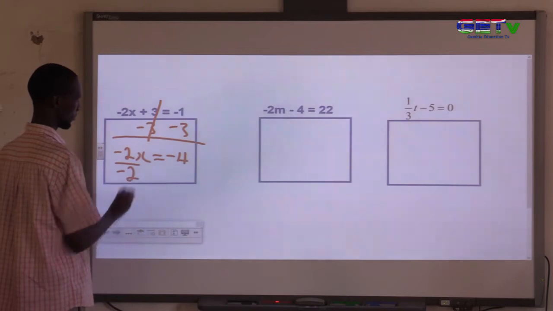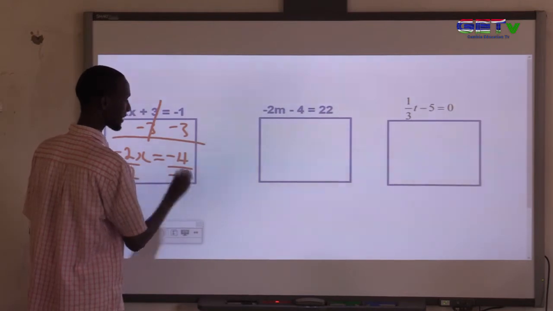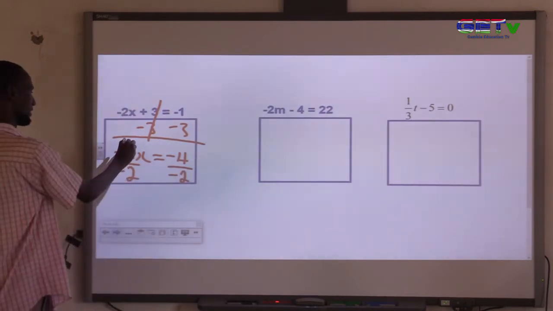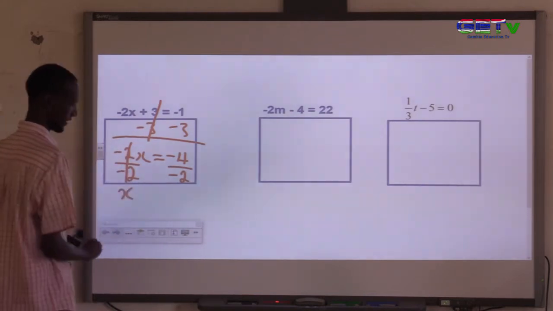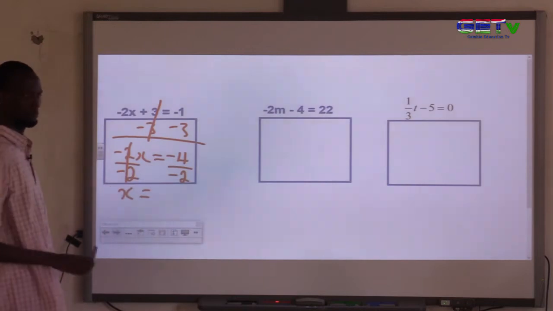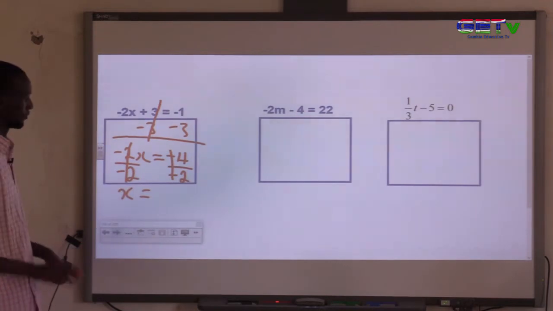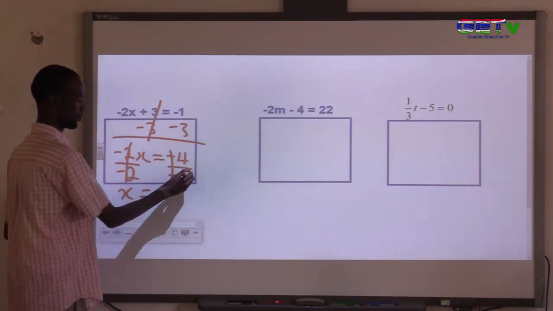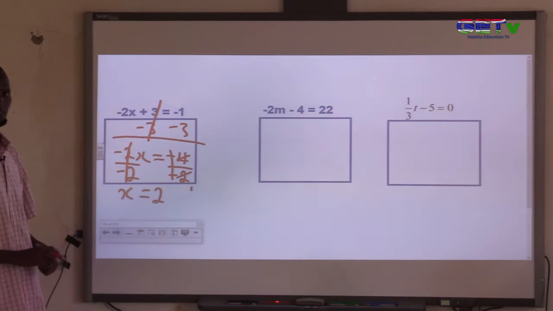Divide by negative 2 on the left-hand side. Then also divide by negative 2 on the right-hand side. The negative 2's on this left-hand side will cancel each other out. And of course, the x is now alone there, equals to, here we have negative 4 over negative 2. The negatives will cancel each other out, because when you divide a negative by a negative, it gives you positive. So they're out. And then 2 into 2, once into 4 will be 2 times. So the solution to that question should be x is equal to 2.